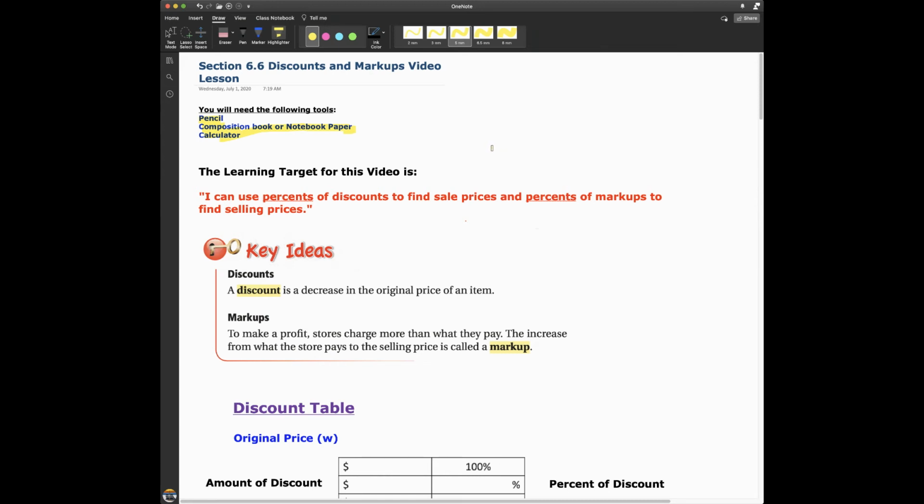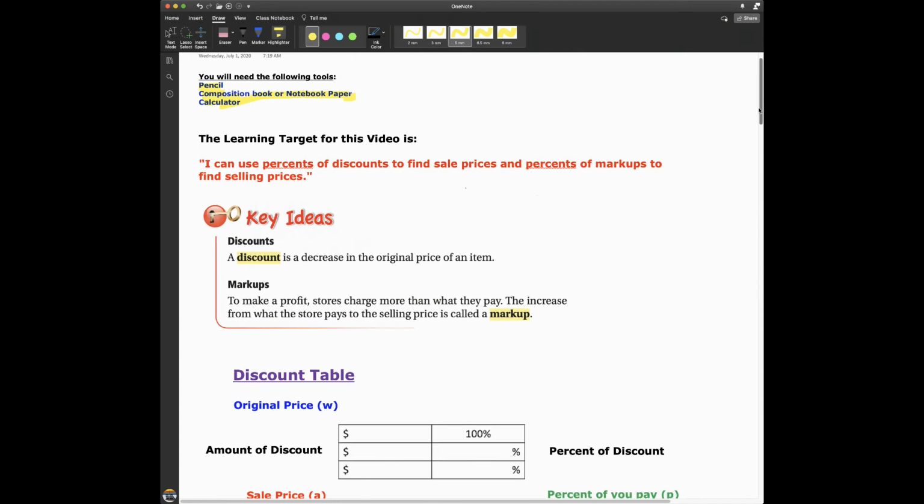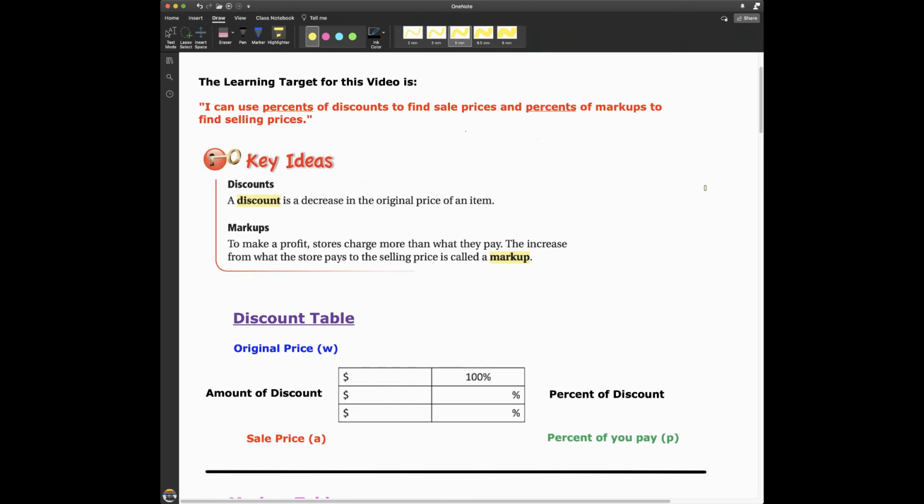So let's look at these definitions here. A discount is a decrease in the original price of an item. Makes sense. I want to buy this t-shirt. It was $20 and it's been discounted 30%. Now we're going to be able to figure out how much the t-shirt costs. And markups, it says here, to make a profit stores charge more than what they pay. The increase from what the store pays to the selling price, and the selling price is what we pay, is called a markup. So let's pause the video now so that you can write these definitions down in your composition book.